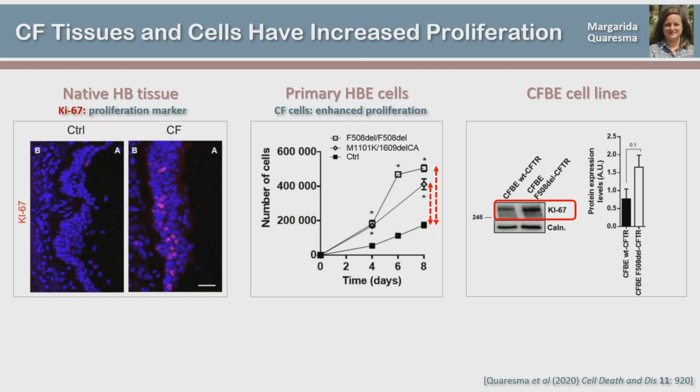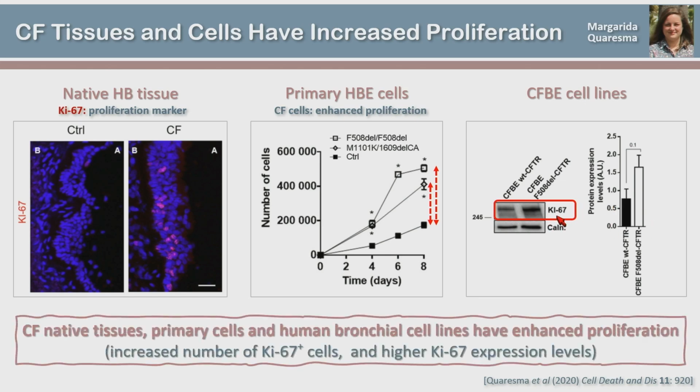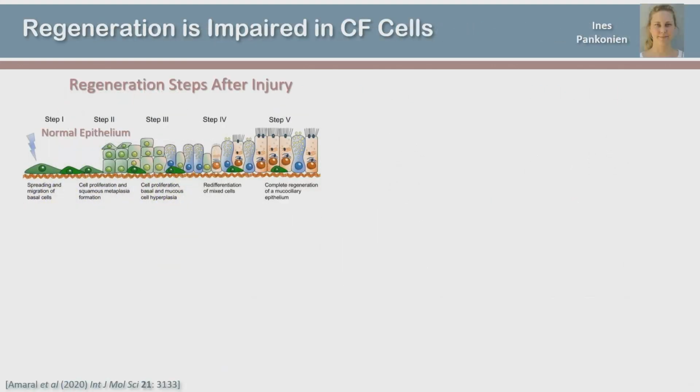This is recapitulated in cell lines like the CF bronchial epithelial cell lines, where we also observed upregulation of this proliferation marker in the CF cells versus non-CF. So altogether, CF native tissues, primary cells, and human bronchial cell lines have enhanced proliferation. That's the increased number of Ki67 positive cells. And as shown here, there is an increase in the expression levels of Ki67.